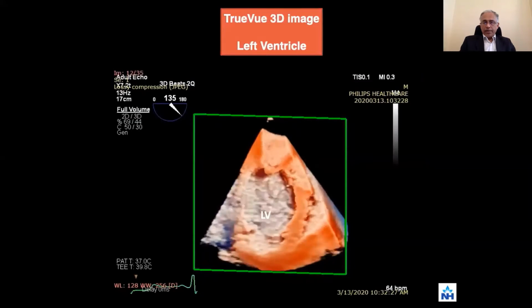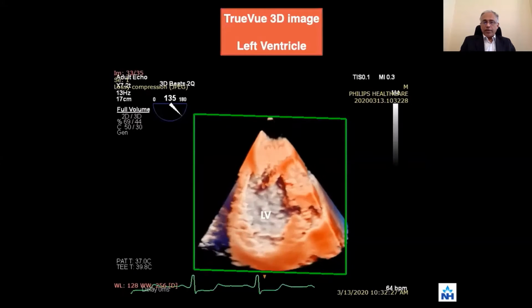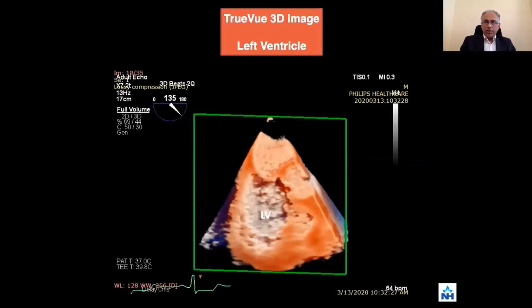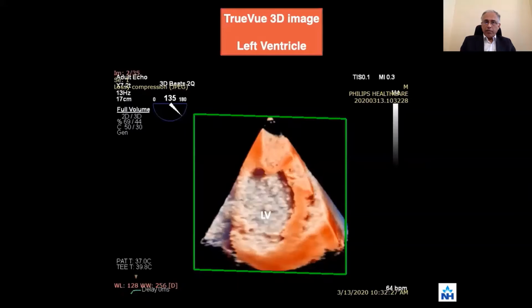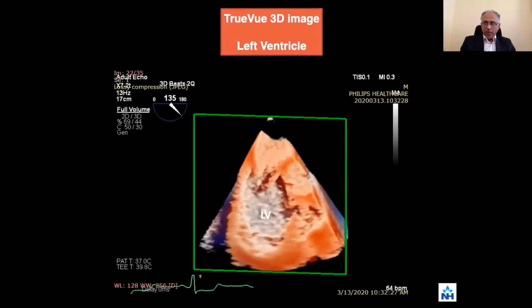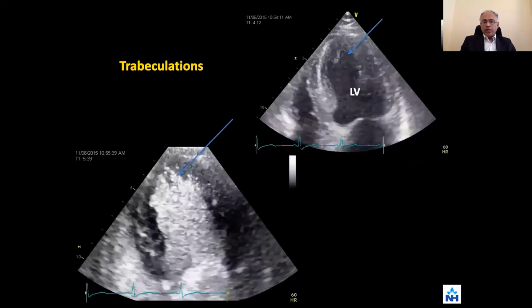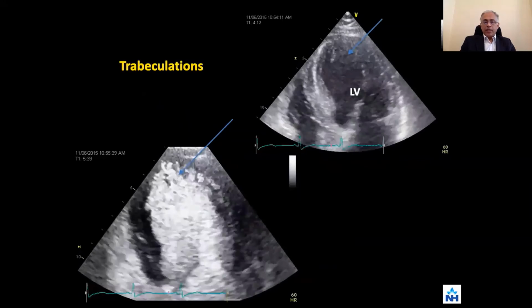And you can see that closer towards the LV apex, you can see more trabeculations. So it is not a mass, it is not a thrombus. And that is how the TrueView image gives us a good perspective of how the actual anatomy looks like. And when in doubt, we can always use the applications that are available to us.